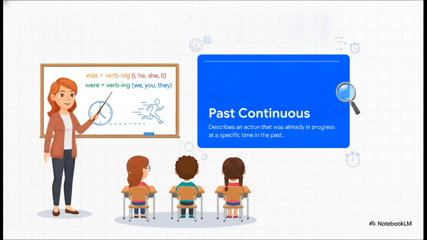Structurally, we build this past continuous tense by combining was or were with the ing form of our verb. You use was for I, he, she, and it. You use were for we, you, and they. This structure paints a picture. It specifically describes an action that was already in motion at a very specific moment in the past.